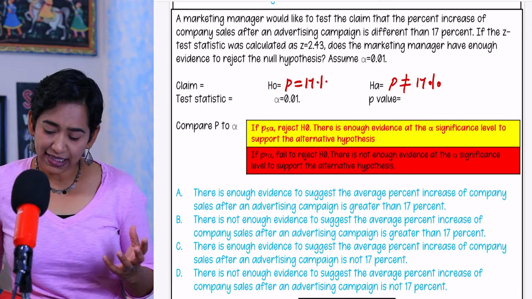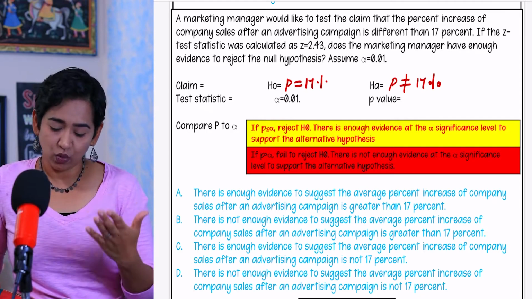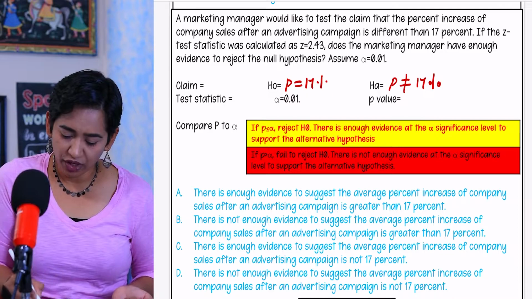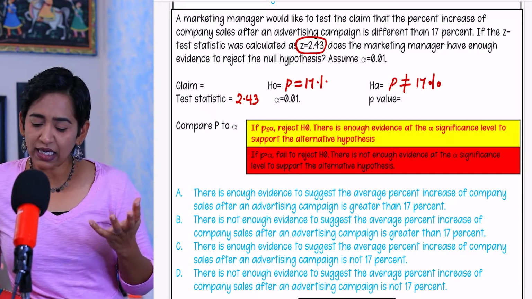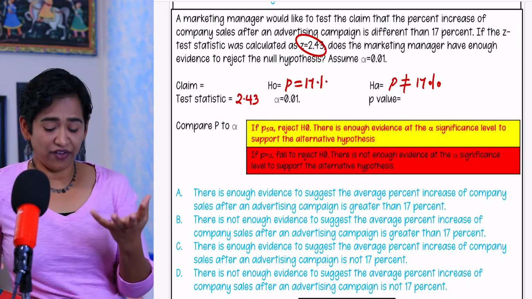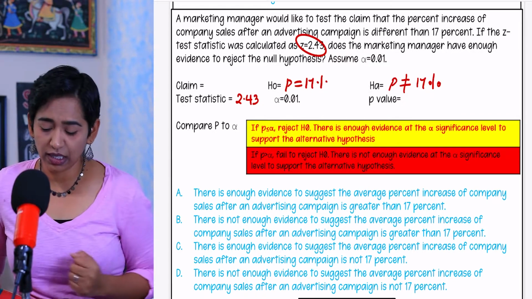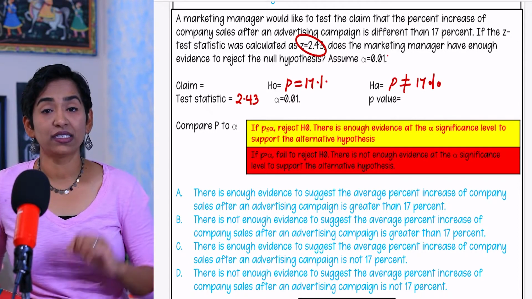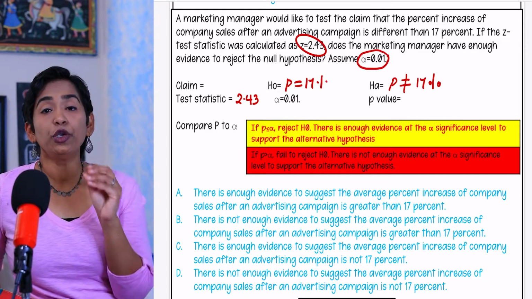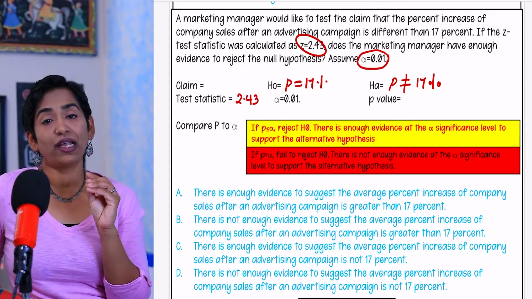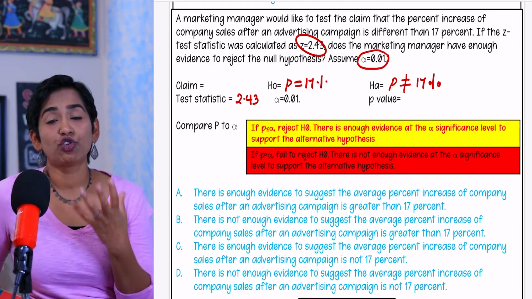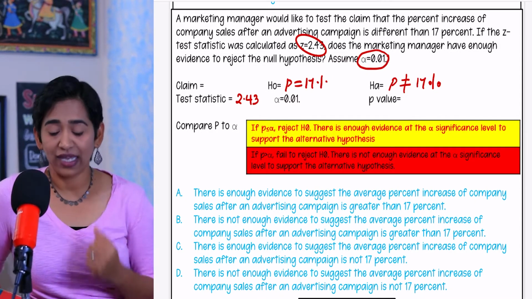The test statistic, if the z-test statistic was calculated, what's my test statistic? 2.43, right? That was my test statistic. Does the marketing manager have enough evidence to reject the null hypothesis? Assume my alpha is 0.01. You cannot come up with the alpha value, which is your type 1 error, the significance level. The problem should always specify and give you the alpha level.